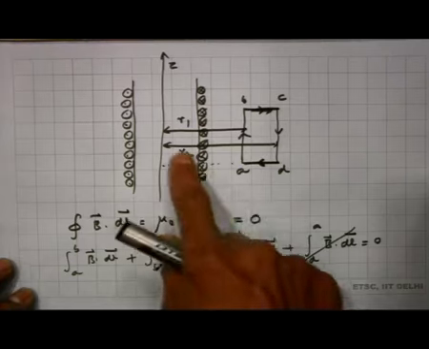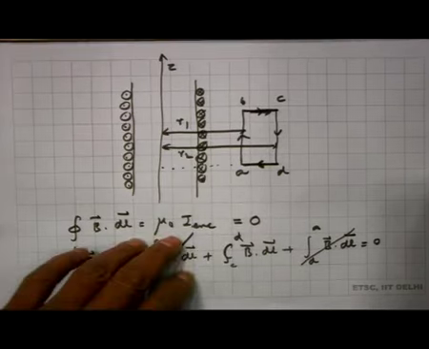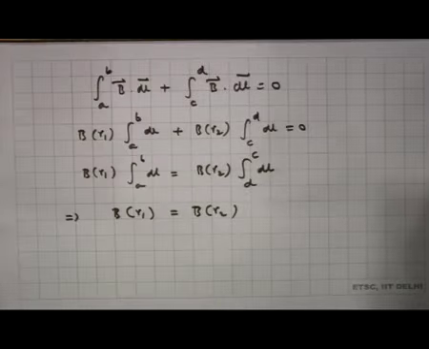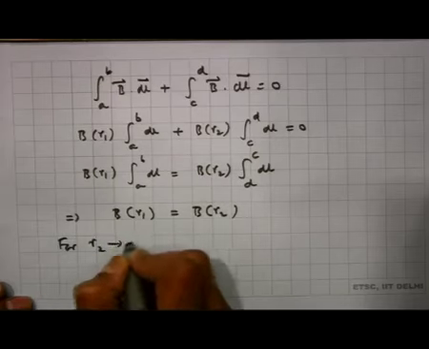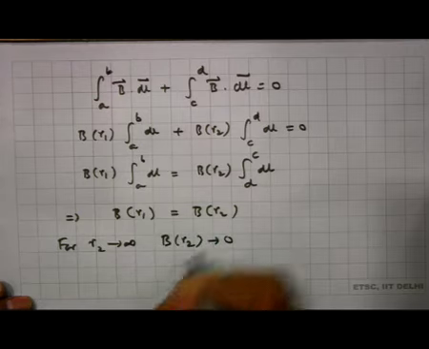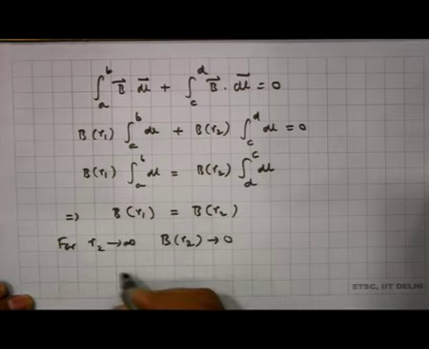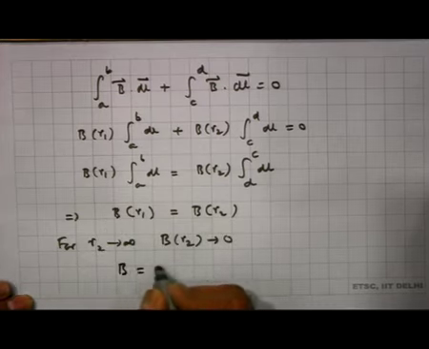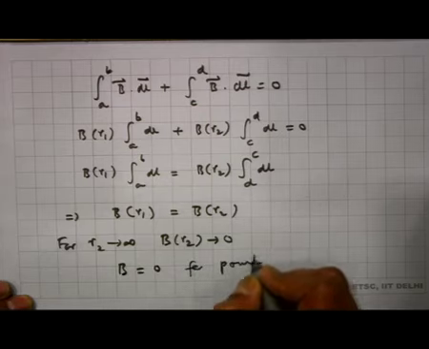Now, if I let r2 go to infinity, then the magnetic field must go to 0 as I go at infinite distance from the solenoid. So, for r2 tending to infinity, B of r2 tends to 0, and because this equation is independent of r1 and r2, B must be equal to 0 for points outside the solenoid.